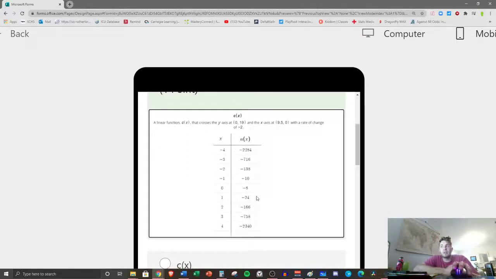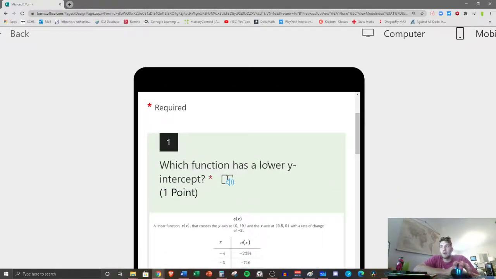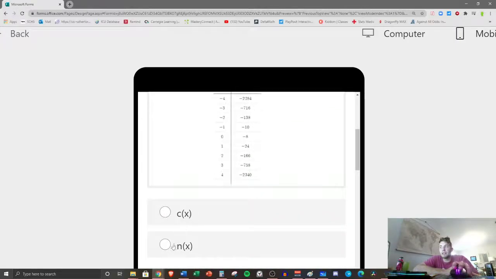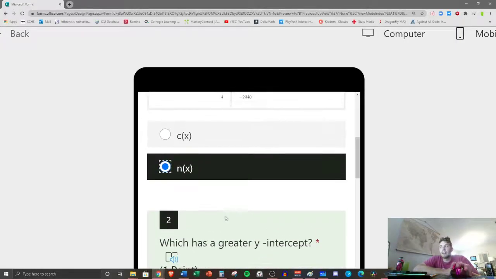Then we go to this one. Here's a table, n of x. What are we looking for? We're looking for where x is 0, and we see -8. So right away, this one's not so bad. We know that this y-intercept is greater than this one, which we're looking for the lower. Okay, so we're going to go with n of x. So I'll bubble that in. Okay, that's how you do that.